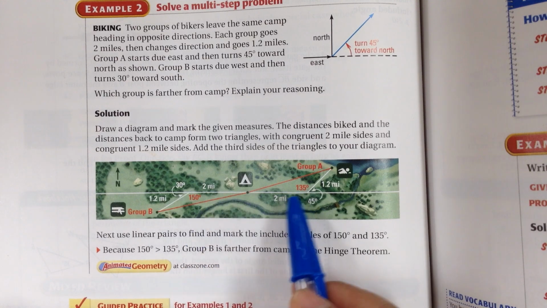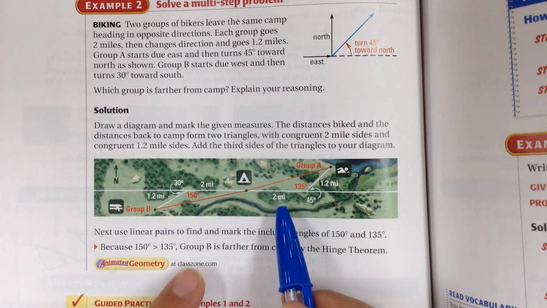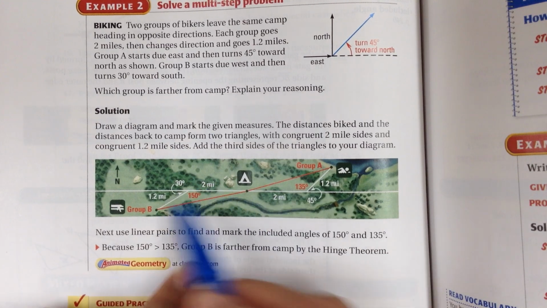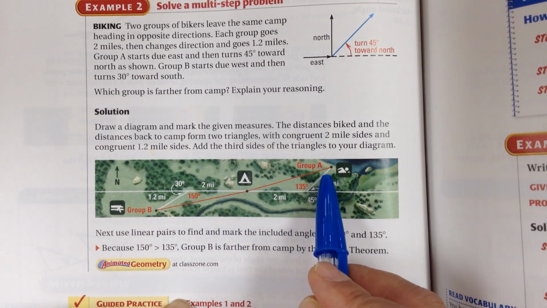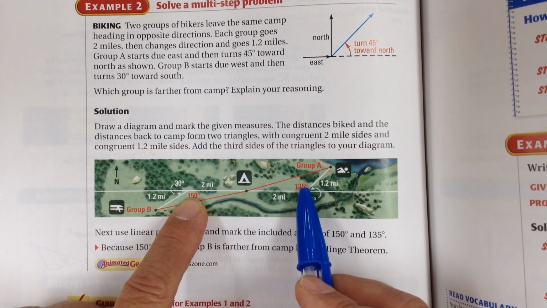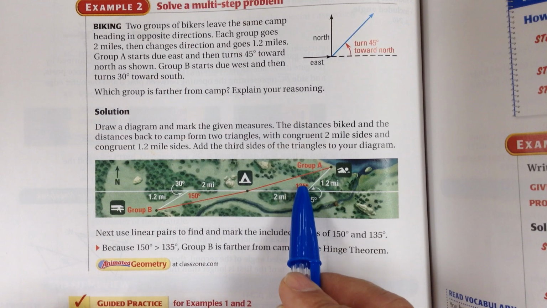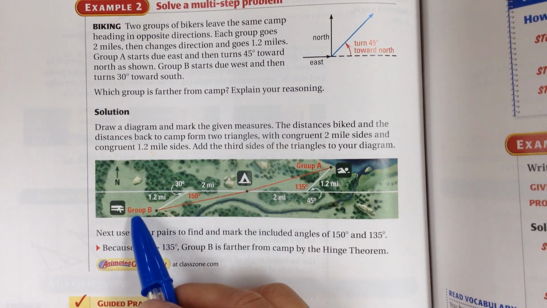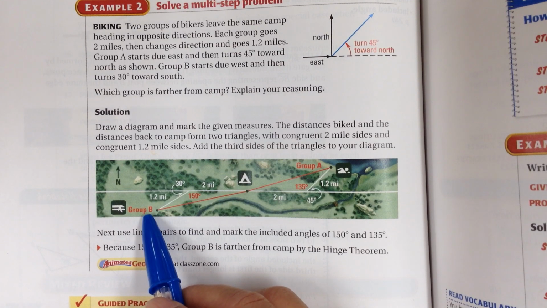Again, this is just like the hinge theorem, right? These two sides are congruent, and these two sides are congruent. The thing that differs is the included angle in between. Since this angle is bigger than this angle, this length has to be greater than this length. So group B is further from the camp, right?